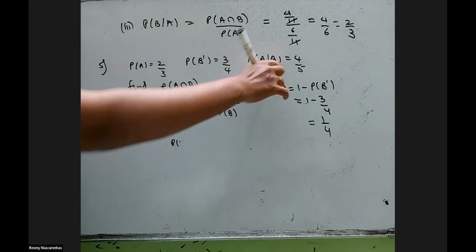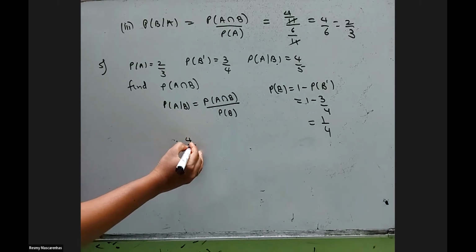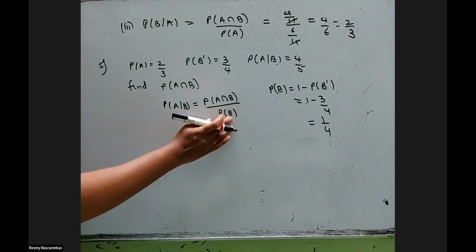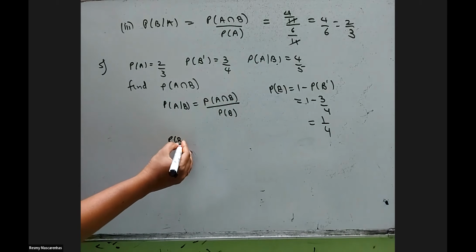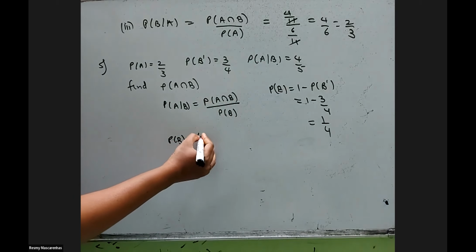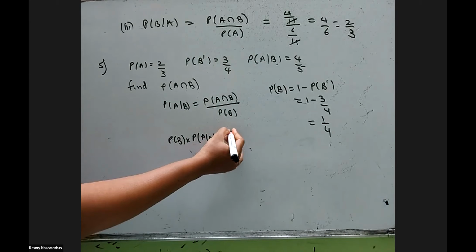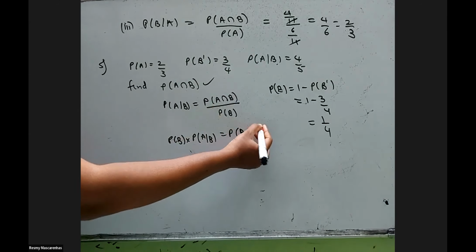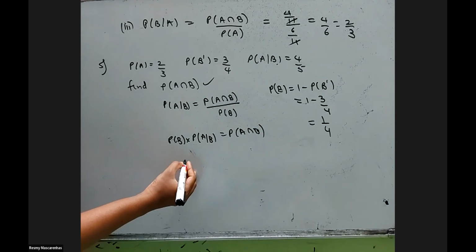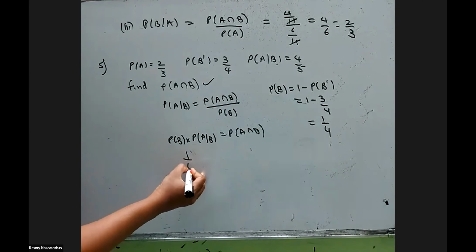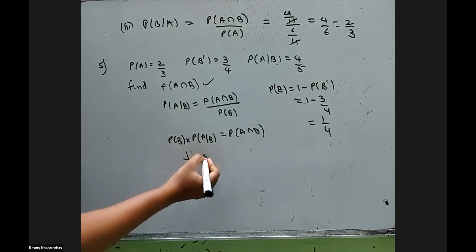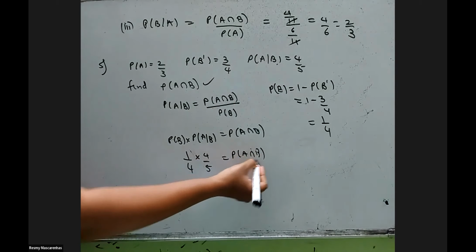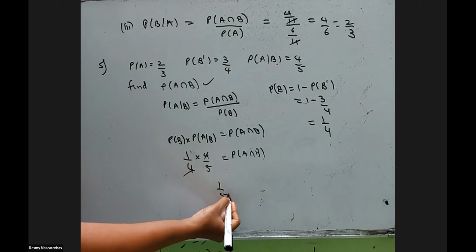So what is P of A upon B given? 4 upon 5. Or before that, you can just multiply here. So this is asked to calculate, which is here. So P of B is here 1 by 4. This is 4 by 5. Answer is 1 by 5.